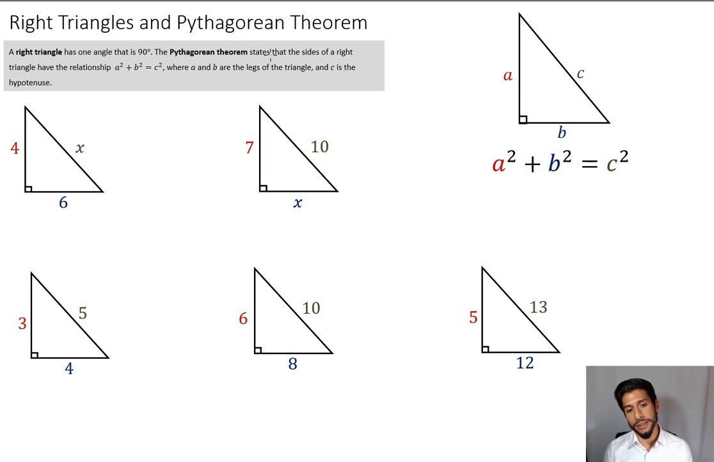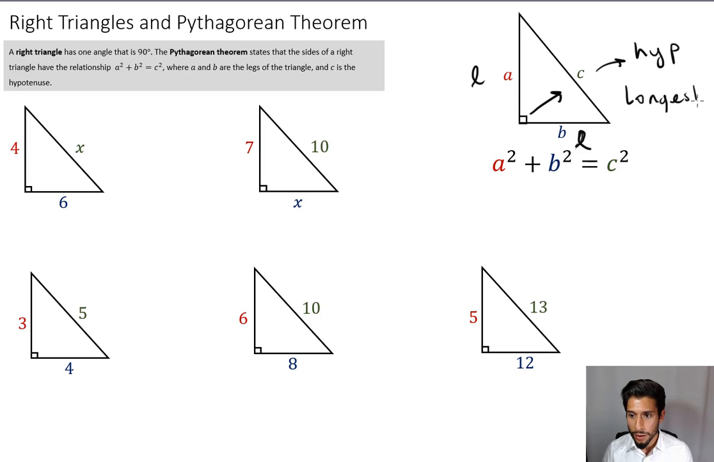The Pythagorean theorem states that the sides of a right triangle have the relationship a squared plus b squared equals c squared, where a and b are legs, and c is always the hypotenuse, right? So c is always the hypotenuse, and you can identify the hypotenuse because it is opposite to the 90-degree angle, and it is always the longest side.